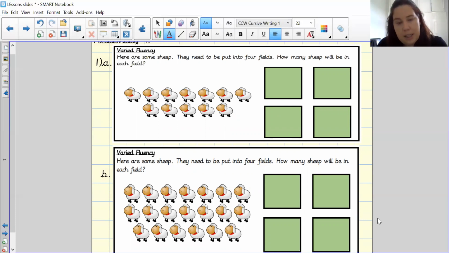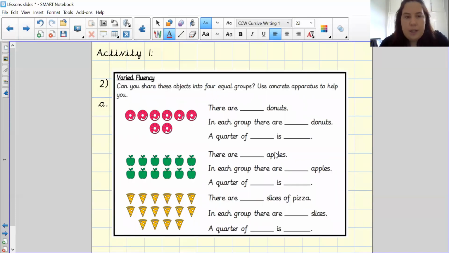What I would like to see you trying to do is to use a part-whole model or a bar model to solve it. But if you're finding it difficult, then you can just use 4 pieces of paper and you can use your objects at home. So you don't have to use sheep, obviously. You could use counters or pasta or anything just to solve this question. So you can use the manipulatives at home to solve this question. Okay. Question 2.